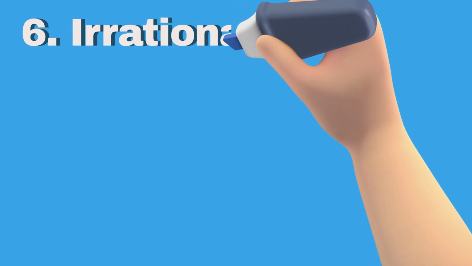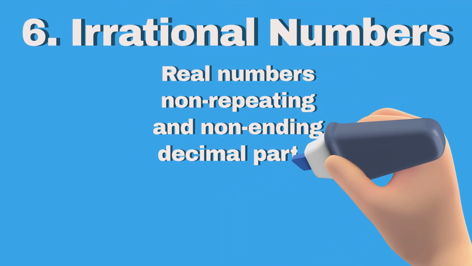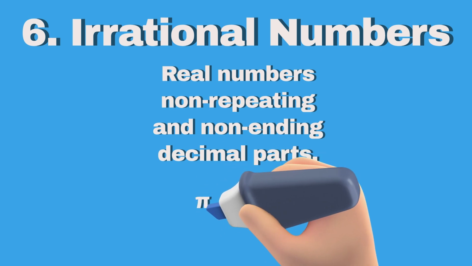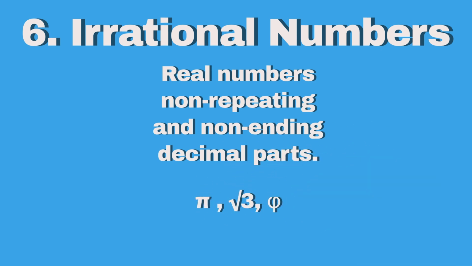Irrational numbers cannot be expressed as a simple fraction. They are real numbers with non-repeating, non-ending decimal parts. Examples include pi, square root of 3, and the golden ratio.